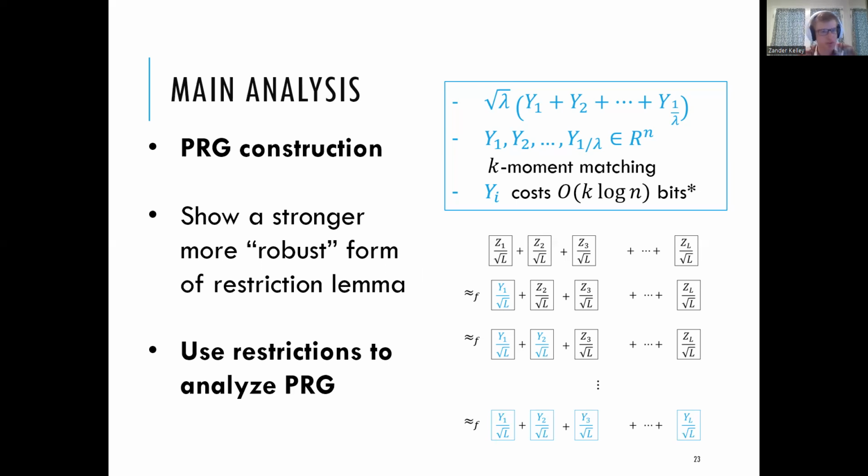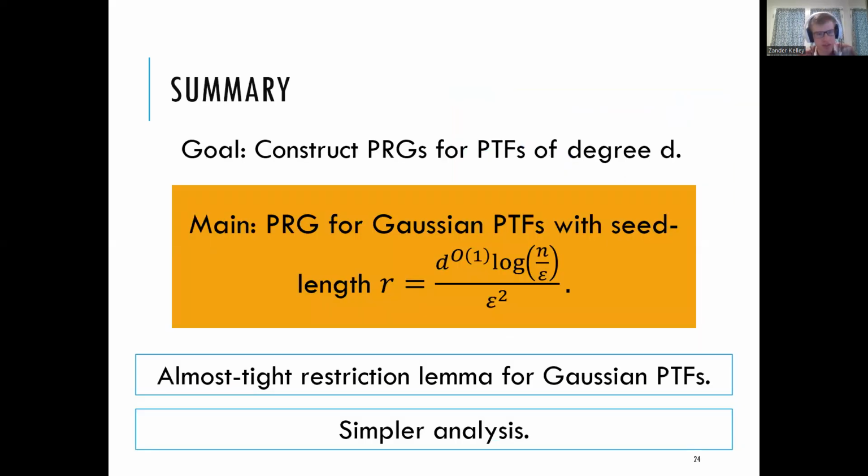Okay, so in summary, our main result was a PRG for PTFs in the Gaussian setting, and the seed length is only polynomial in the degree of the PTF. And we obtained the result using an almost tight restriction lemma for Gaussian PTFs, which we talked about here. And something we didn't really talk about today, another byproduct of our different approach to obtain this restriction lemma, is a simpler analysis of the PRG.